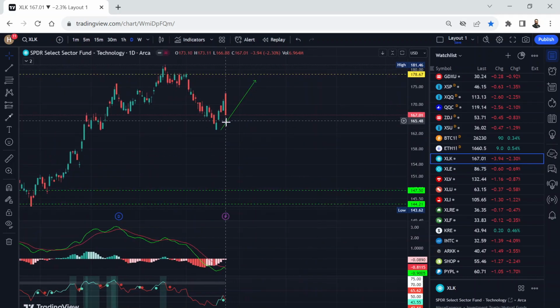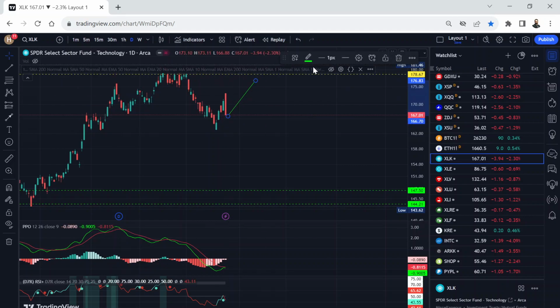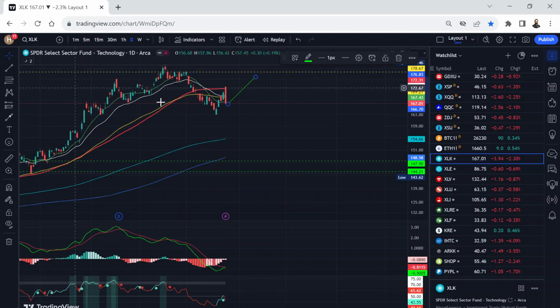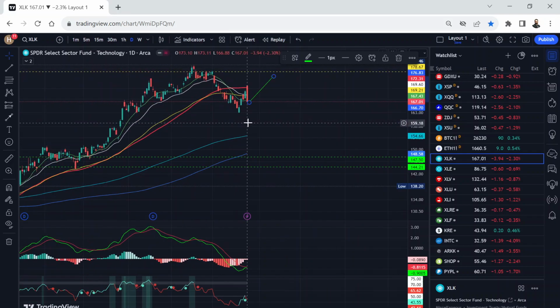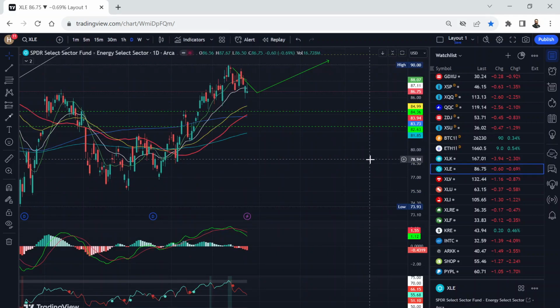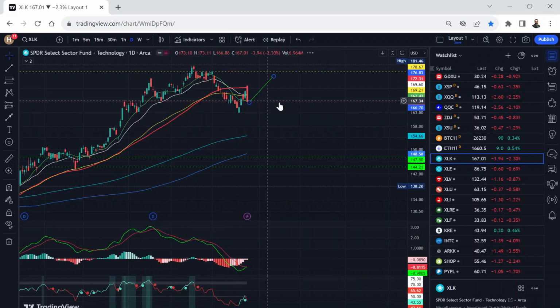XLE, buy the dip, you can see a massive sell-off, but let's try to get some moving averages in. You can see how nicely it's right on this 3 EMA, so you can see look to buy the dip. This is the energy sector. Sorry, that was XLK, my bad. But yeah, this is the tech sector, so looking for a gap to fill later on.